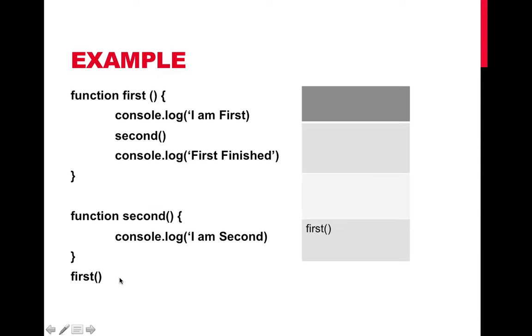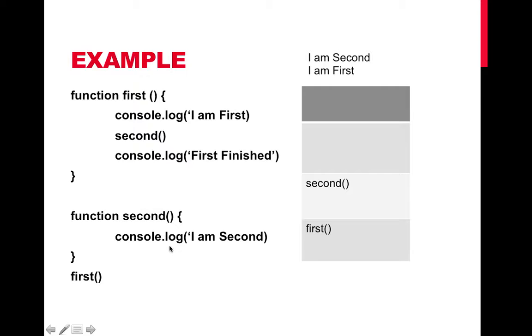So let's invoke first. Here's our makeshift call stack. So first is thrown onto the call stack. And as it's running, I am first is logged in the console because that's the first line of code. Then the second line of code, second is being invoked. And this is a function, so second is then thrown onto the call stack as well.